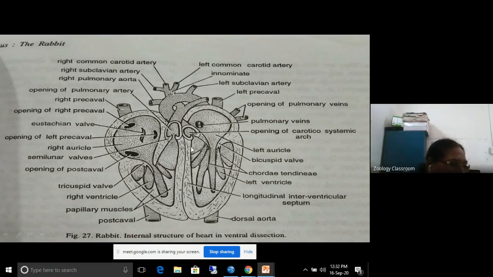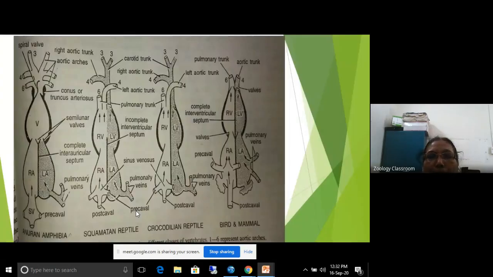It is called the fossa ovalis, and in the embryonic condition, it is called the foramen ovale. So this is the heart of a rabbit. So we see in the diagram. In birds and mammals, the precaval vein directly opens into the right auricle.